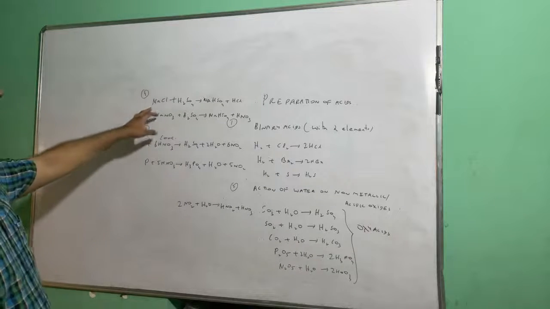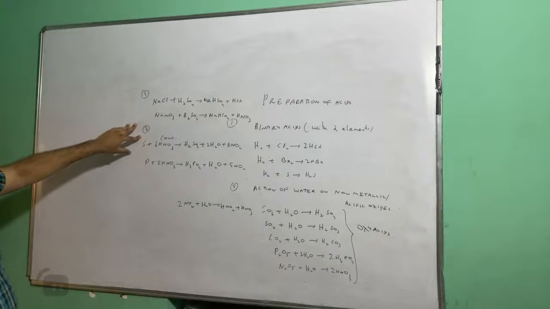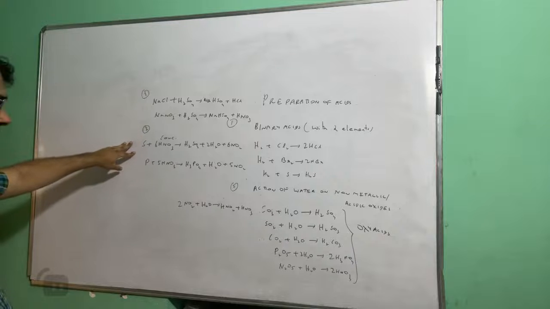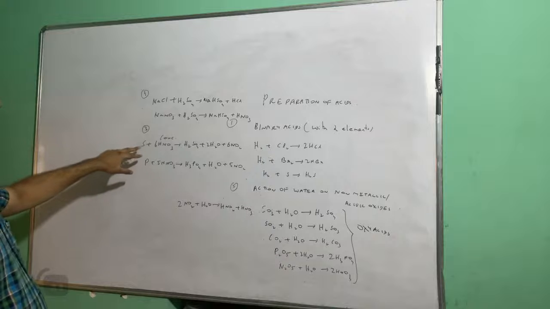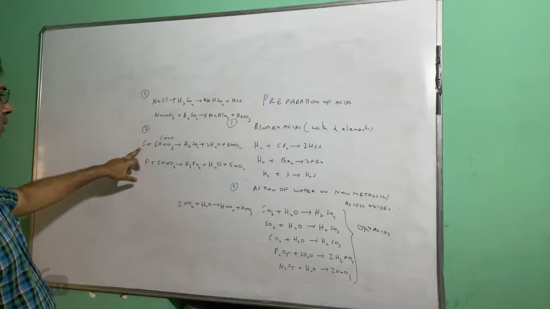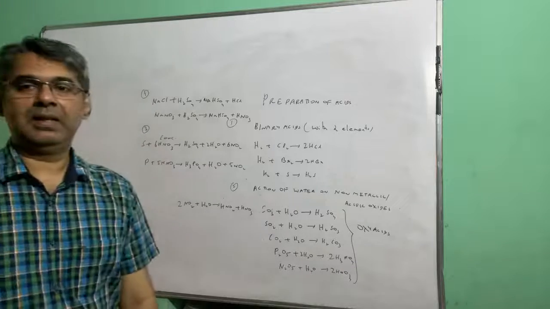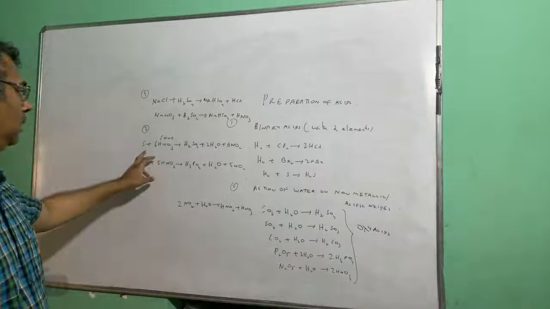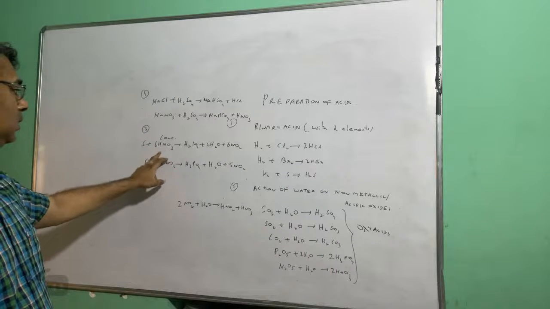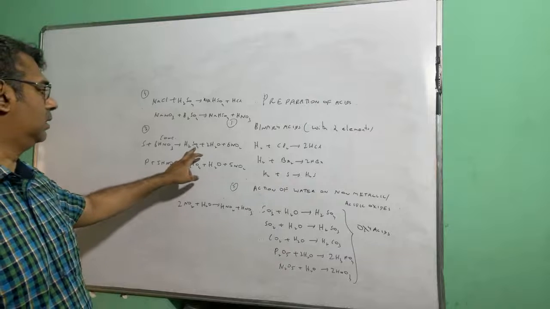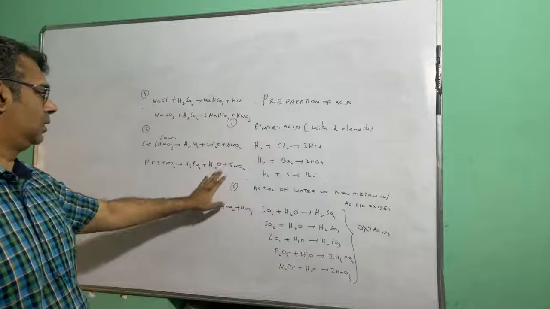Then we come to number 3. In number 3, you can use a non-metal like sulfur or phosphorus with concentrated nitric acid. A non-metal with concentrated nitric acid will give you these products.